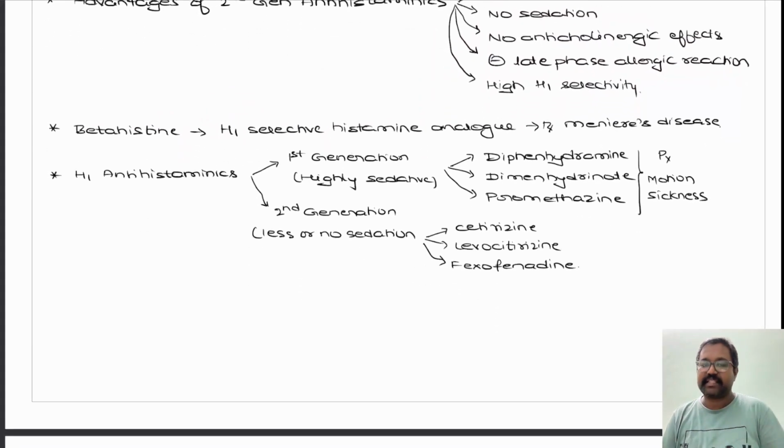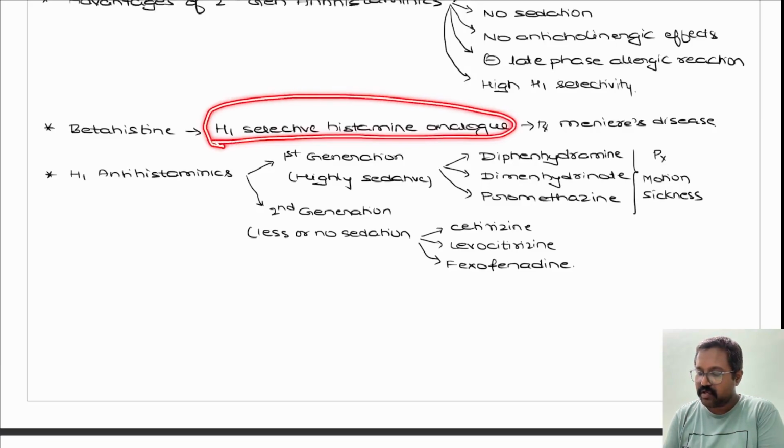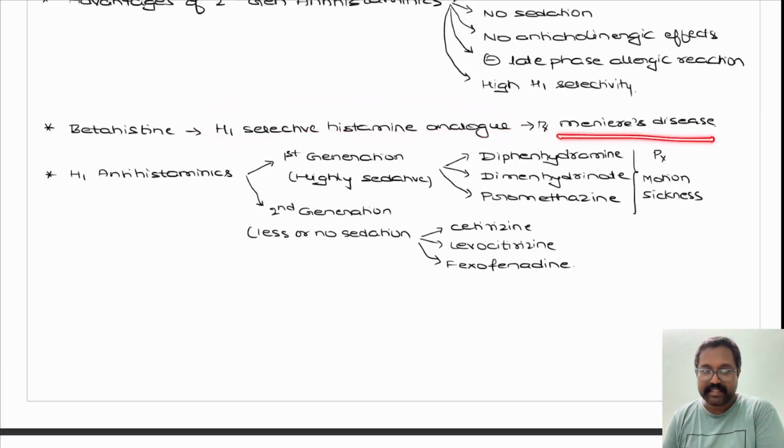So what is betahistine? Betahistine is an H1 selective histamine analog used in the treatment of Meniere's disease.